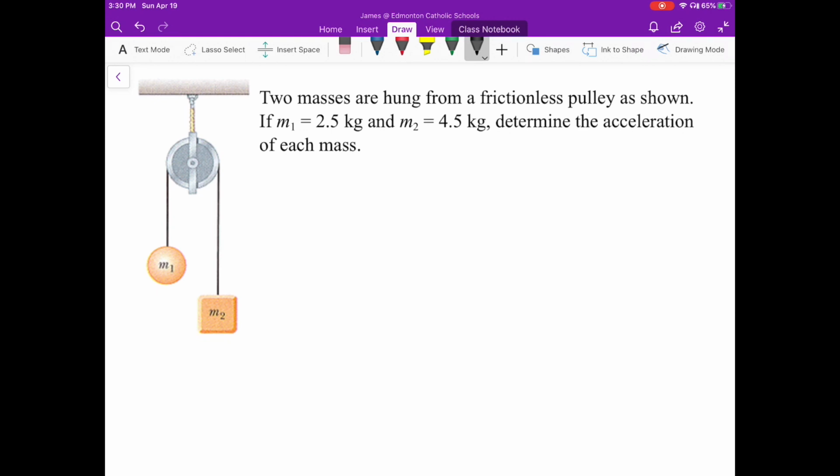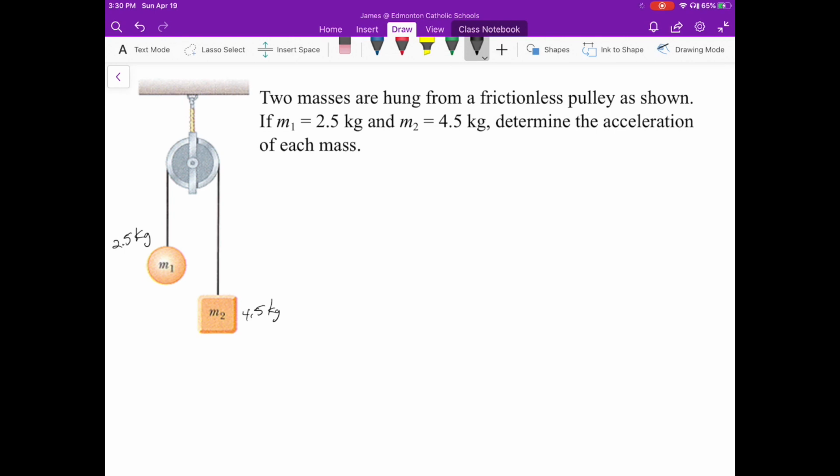Two masses are hung from a frictionless pulley as shown. If mass 1 is equal to 2.5 kilograms and mass 2 is equal to 4.5 kilograms, determine the acceleration of each mass. Okay, so here we've got mass 2 is 4.5 kilograms. And here we've got mass 1, 2.5 kilograms. So we can imagine what's going to happen here.